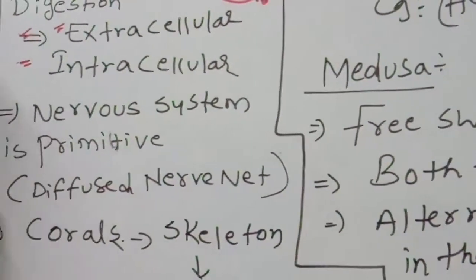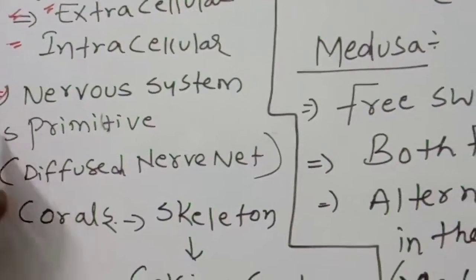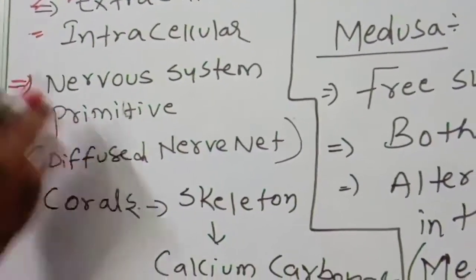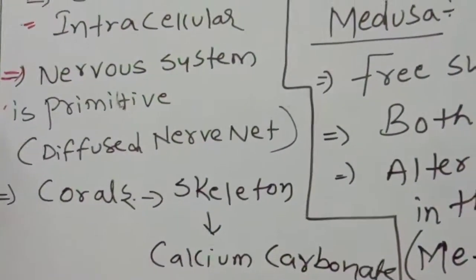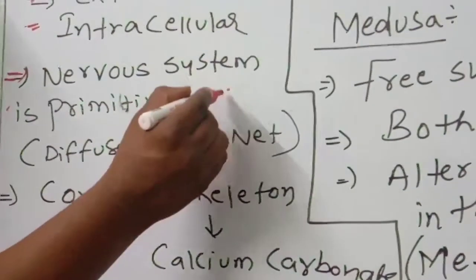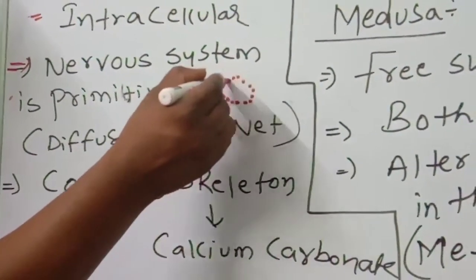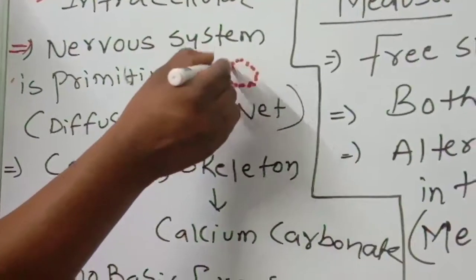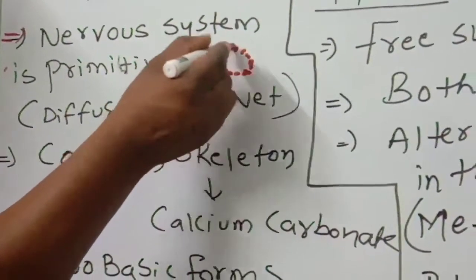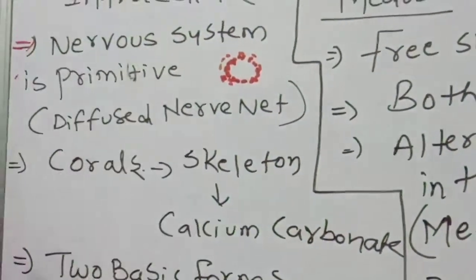And what about the nervous system? This is the most important. The nervous system is very primitive, in the sense not that much developed. They have just a diffuse nerve net. These nerve cells form a diffuse nerve net in the cnidarians.